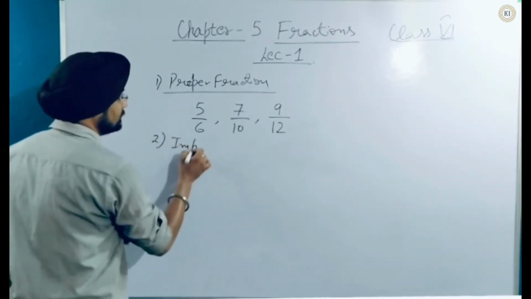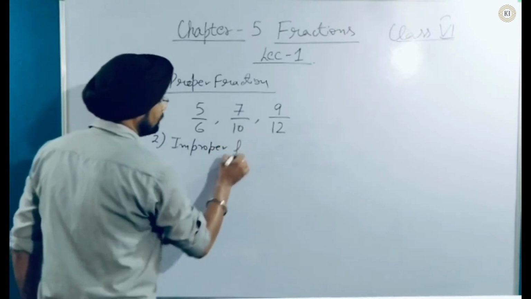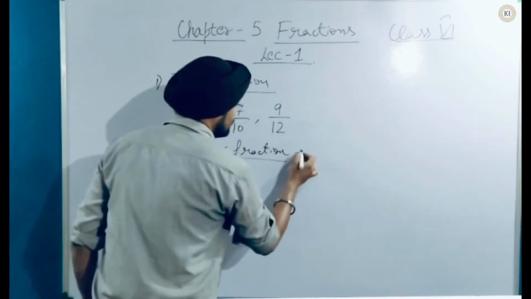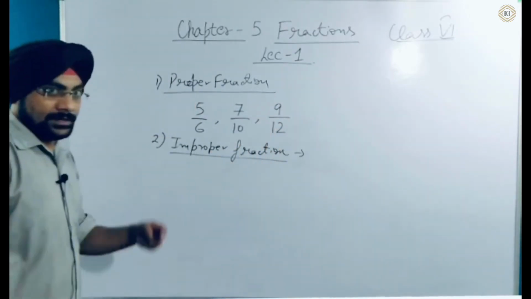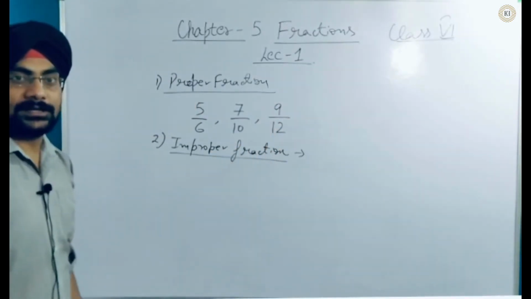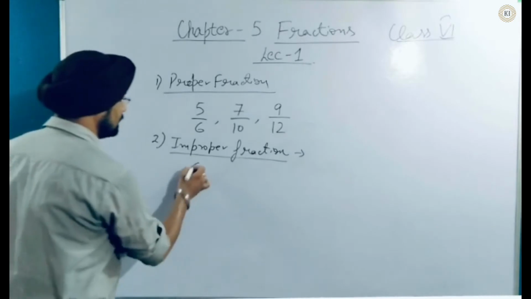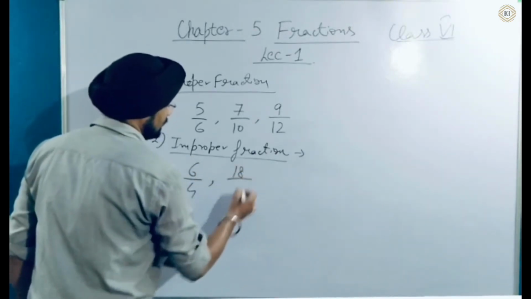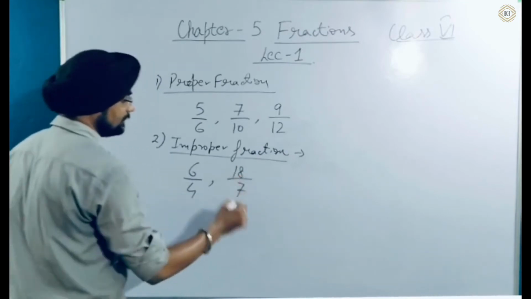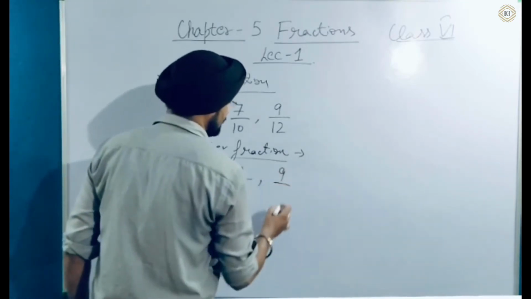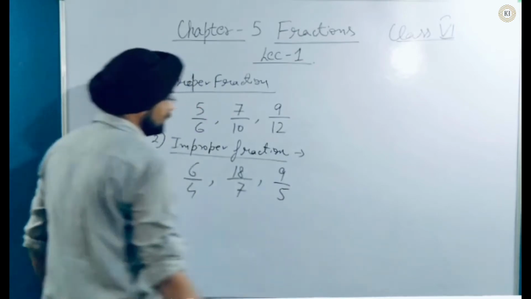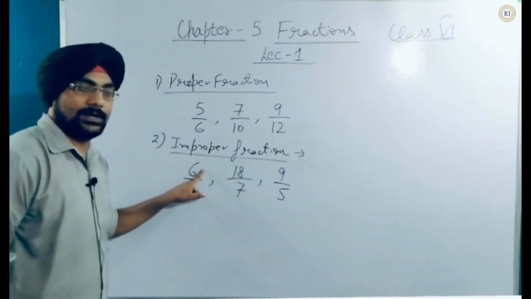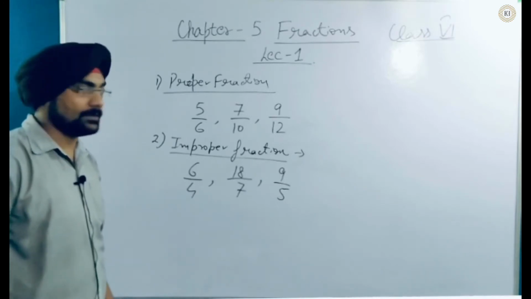If the numerator is greater than the denominator, it is known as your improper fraction. Second is improper fraction, just opposite of proper. It means that the numerator is greater than the denominator. We can write this value as 6/4, 18/7, 9/5. So all these values in which the numerator is greater than the denominator are known as improper fractions.